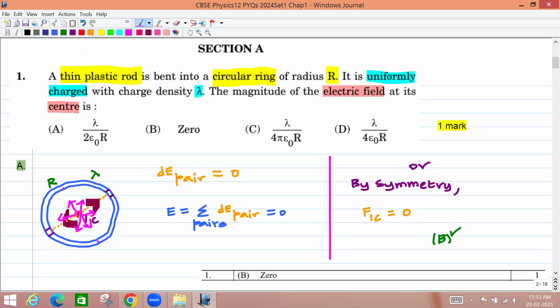If you place 1 coulomb here, it will not move in a particular direction because all directions are the same. So it will not move. So the force is 0. So the correct option is option B.